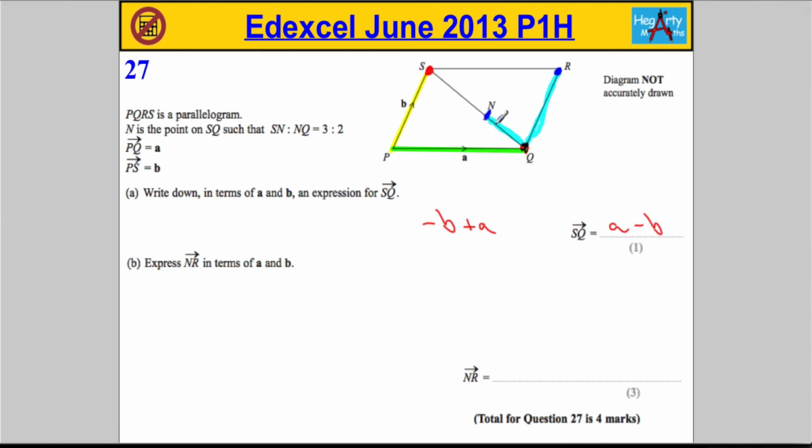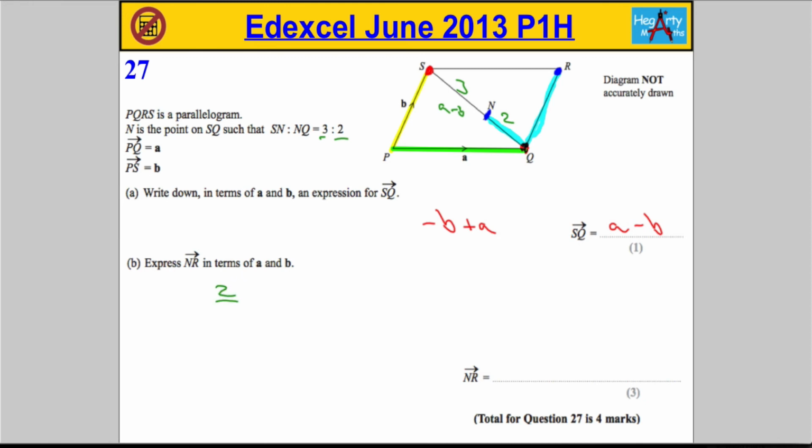So let's see if we can work out what this vector here is, the first part, from N to Q. Now we've already worked out SQ. We know that to get from here to here, we go along the vector A minus B. We're also told that SN to NQ is in a ratio 3 to 2. So this part would be worth 3 parts of the line, and this would be worth 2 parts of the line. So actually, from N to Q is 2/5 along the whole vector. It's only 2/5 of that distance.